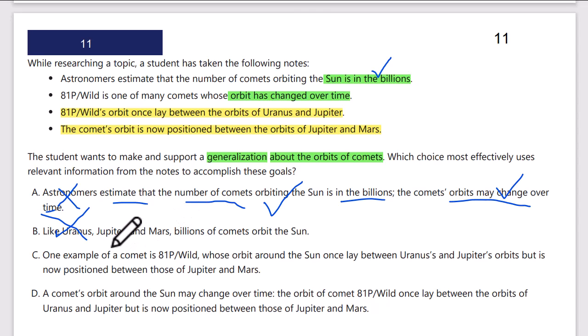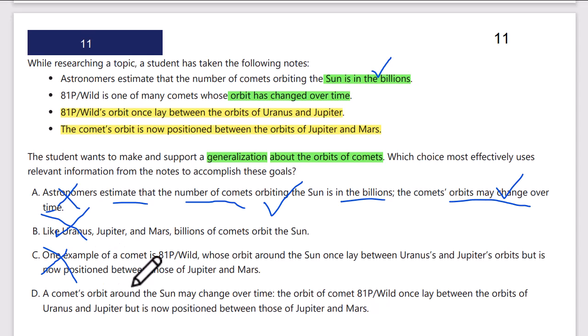Okay, let's check C. One example of a comet is 81P Wild, whose orbit around the sun once lay between Uranus's and Jupiter's orbits, but its position has now changed to between those of Jupiter and Mars. Okay, this is the example. This is what happened. It is not a generalization. So again, it's meeting one of our typical wrong answer choices.